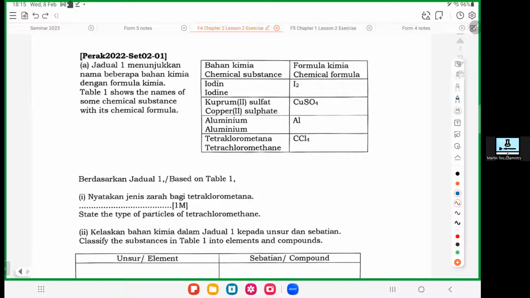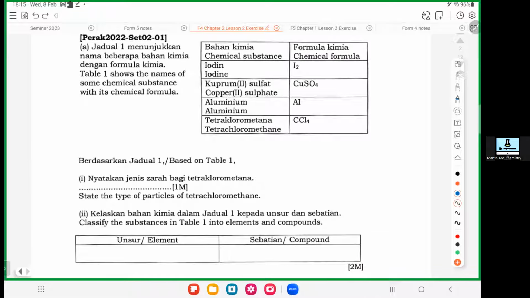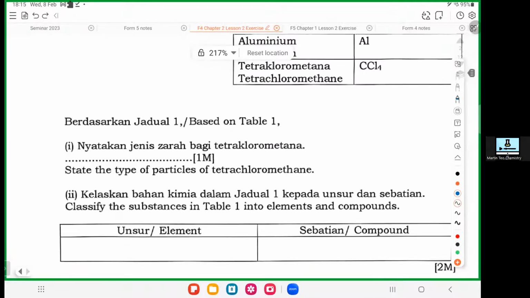So you are given 4 chemical substances. They give you the name and also they give you their chemical formula. Yeah. So first question, they ask you, can you tell me what is the type of particles of tetrachloromethane? So allow me to ask you all a simple question. How many types of particle in chemistry? Give me a number. Okay, very good. 3, yeah?